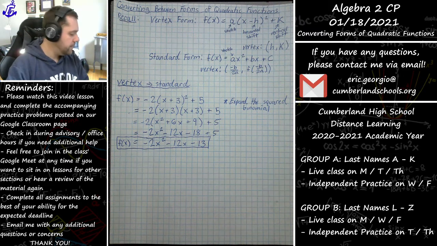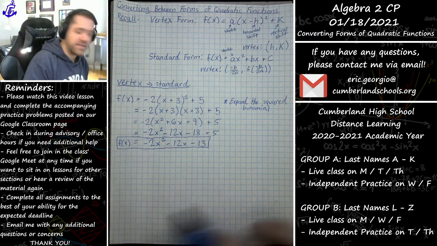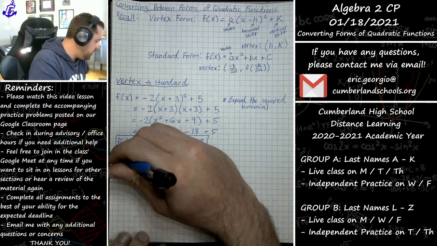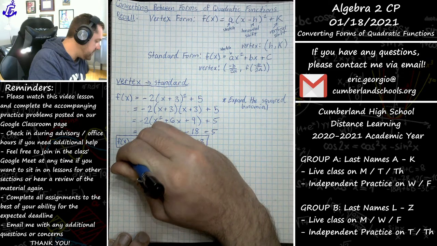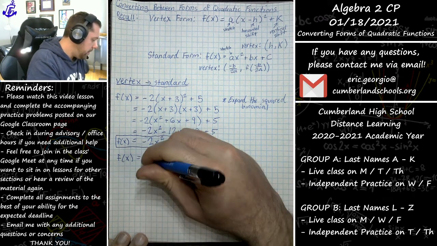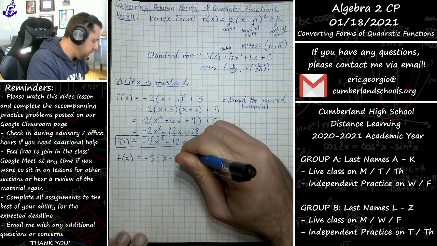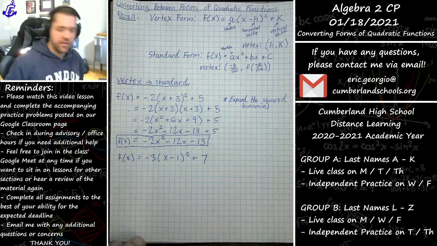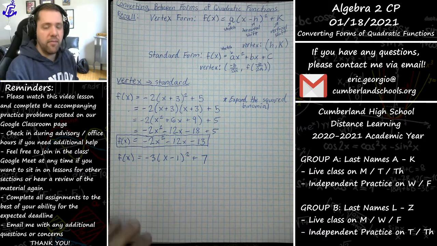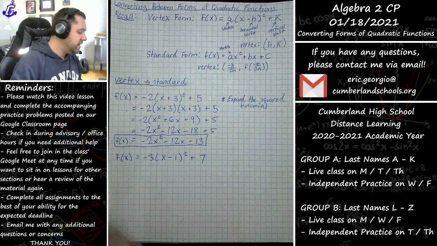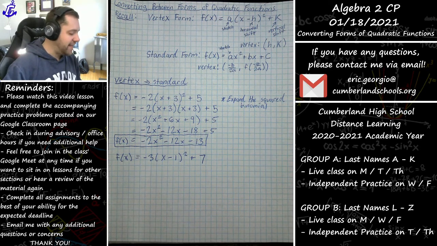Okie dokie. Let's take a look at another one, vertex to standard, and then we'll go from standard to vertex. Okay, here we go. One more example of this. If I had f of x is equal to negative 3 times x minus 1 squared plus 7. Okay, there's this typical vertex form problem, something that you may have even graphed on a practice worksheet or something like that. We could take that problem and rewrite it in standard form.